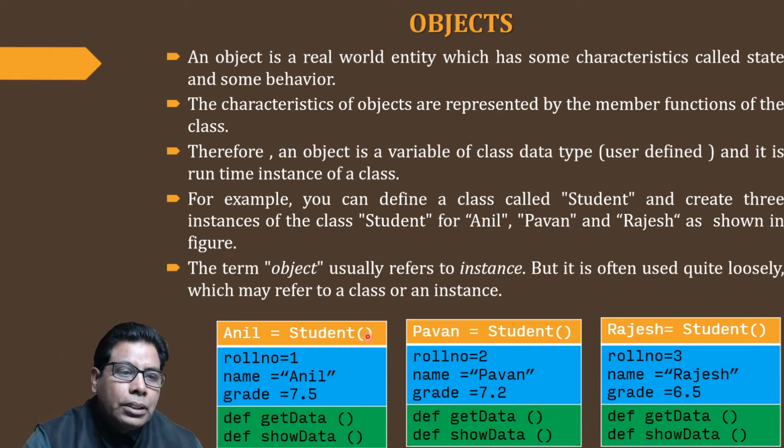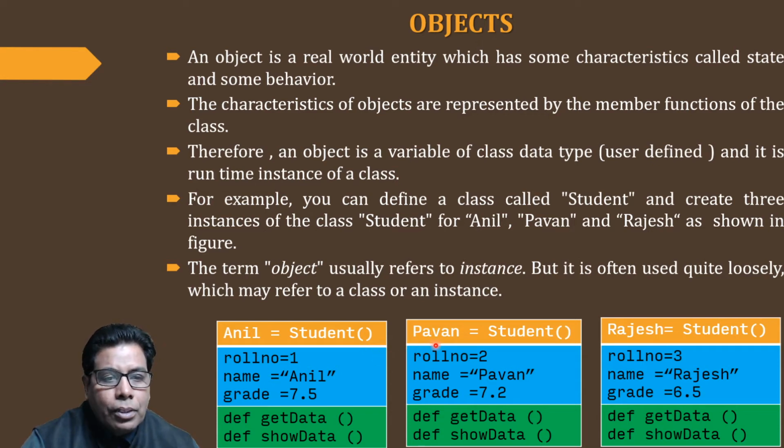They are shown here. So when we are creating the objects, then we give the name of the object. Now here the name of the object is Anil, and then equal to, and then here we write the name of the class student, and then we have to give the bracket.